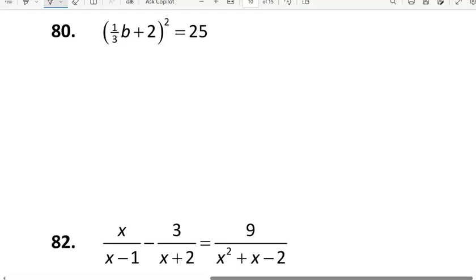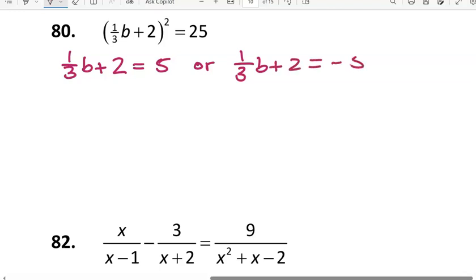In number 80, we have something in the form a square is equal to 25. Well, if something squared is equal to 25, that something that's being squared, which is the 1/3 b plus 2, could be 5, the square root of 25, right? So we solve by taking the square root. However, there are two solutions. That thing inside the squaring could also be -5.